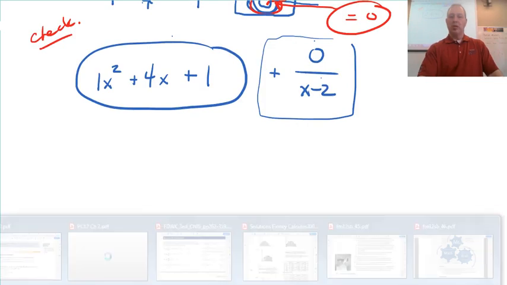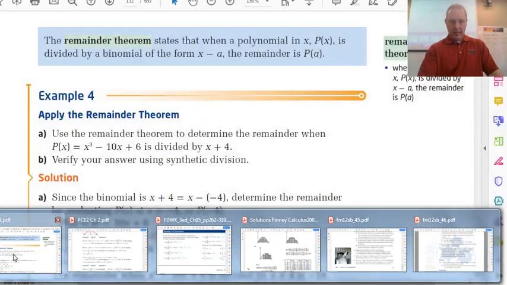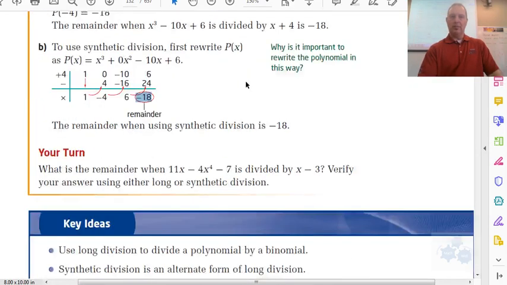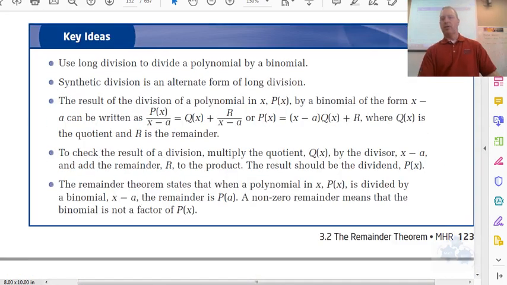Okay, so we'll head back to the textbook to show you the remainder theorem, and I'll let you take a look at the key ideas. Just examine those for a moment, and let me know if there's anything in there that you still don't understand that I can help you with.